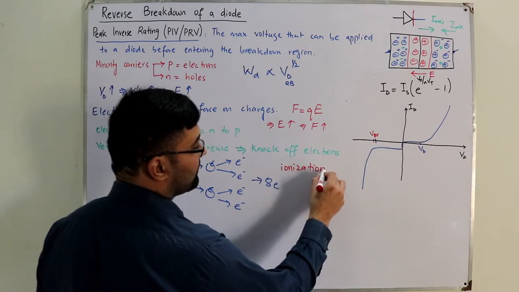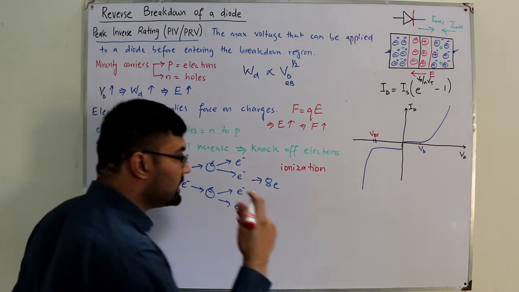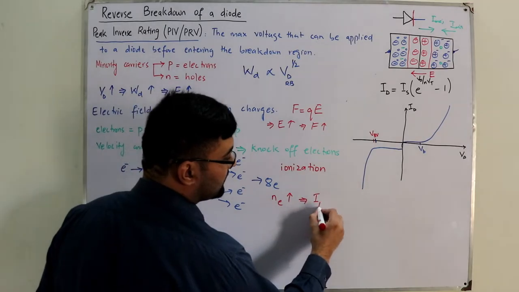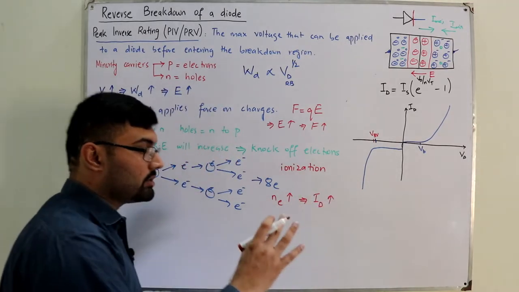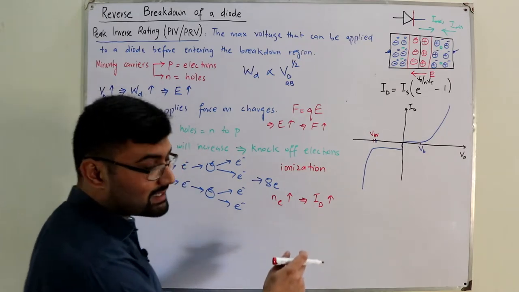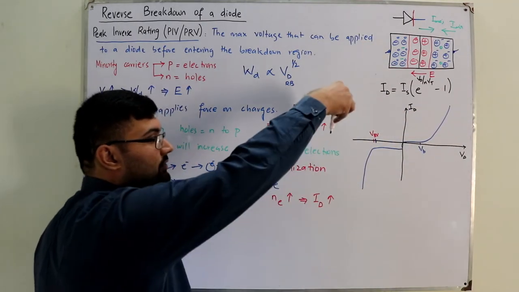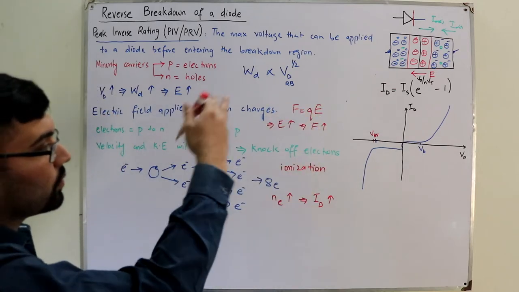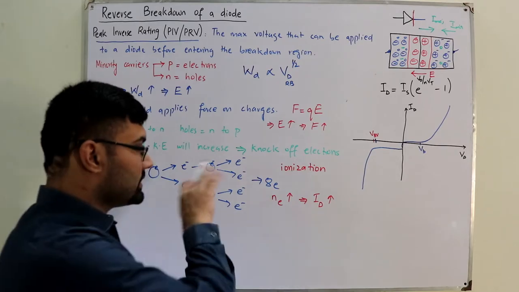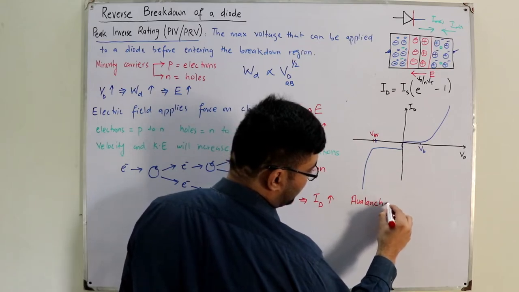And what would we have? The number of electrons would increase, which means that the current through the diode will increase. And of course, we're talking about the minority charge carriers in this case. So the current in the diode in this case is the reverse current, and the reverse current has increased rapidly after some proper breakdown voltage. This process is called an avalanche effect.